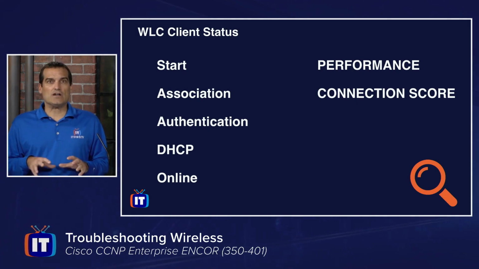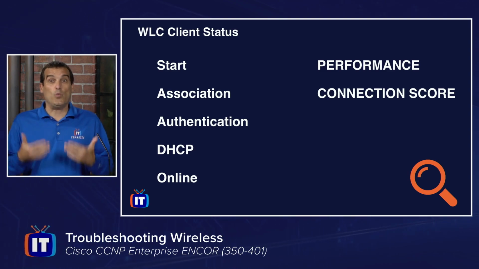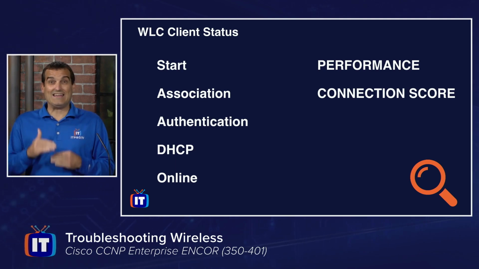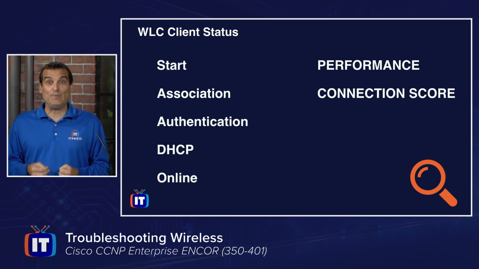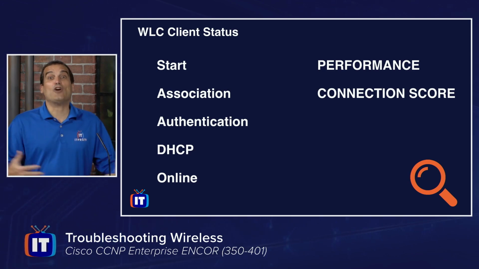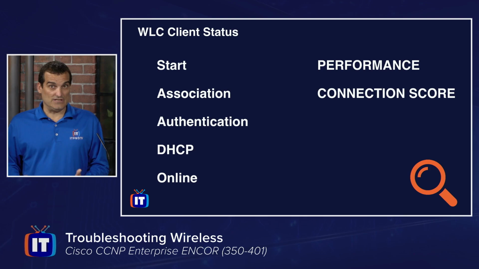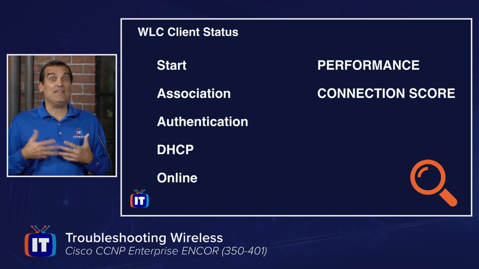Now, let's talk about what we see in the wireless LAN controller. Okay, we're in the graphical user interface of that wireless LAN controller, and we start troubleshooting client status. Cisco does a great job of showing us at a glance in the WLC the client status, and it will be start. Okay, the client is in RF range. Association, authentication, DHCP, and then online.